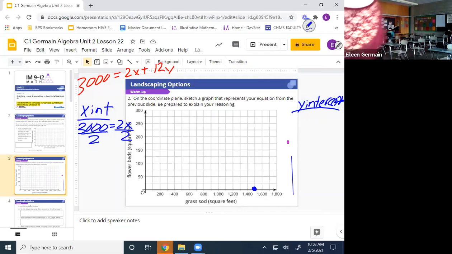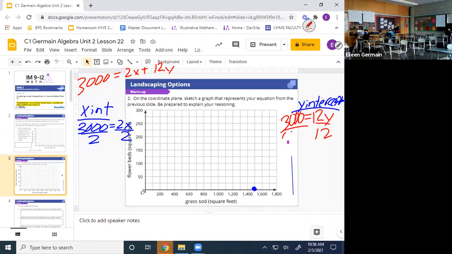Okay, finding our y. I just need 2 more seconds before you go to Spanish. Plugging in 0 for your x, 3,000 is equal to 12y. Divide by 12. What did we get when we divided by 12? 250. Very good. You would have your second point here. I would say move these points on here and then grab your line and connect them.